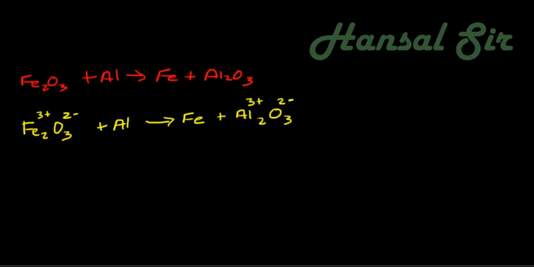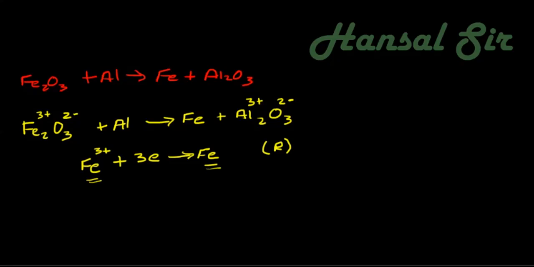So let's look at the elements before the reaction and after the reaction. First of all, let's look at Fe. Fe was an ion of iron, a positive ion. Fe3 plus will gain 3 electrons and it will become Fe. So ions are becoming atoms. Now again, there is a gain of electrons, so we call it reduction.